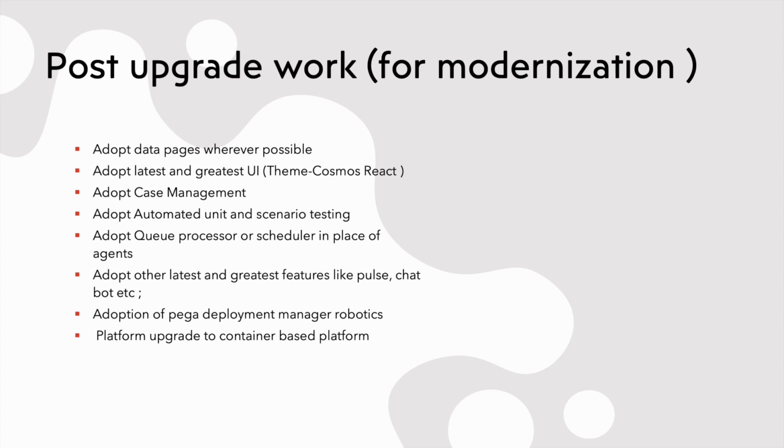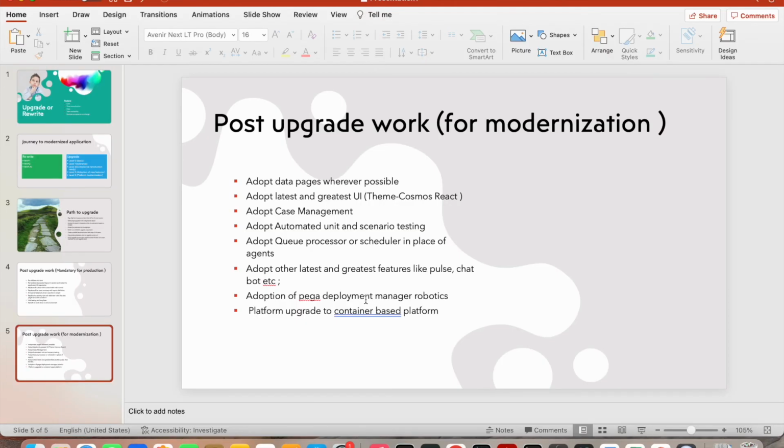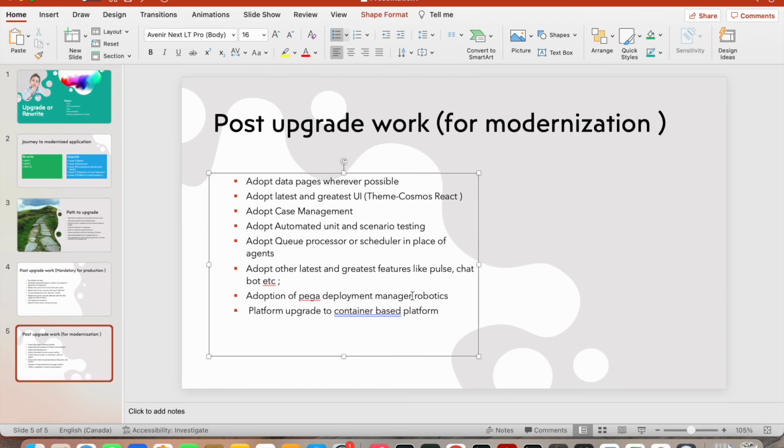And the next one is to adopt other latest and greatest features like Pulse, chatbot, and many other features which Pega is giving in 8.x. We can adopt that, okay, but this we can do phase-wise. Once your upgraded application is in production, in phases you can adopt these things. Like the next one is Pega Deployment Manager or robotics. So here it should be a comma, okay, Deployment Manager, robotics.